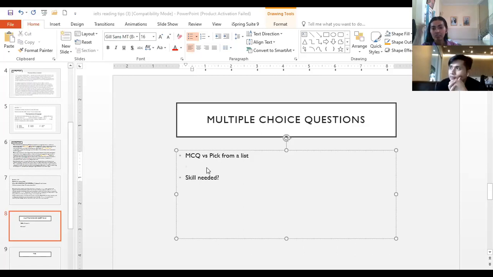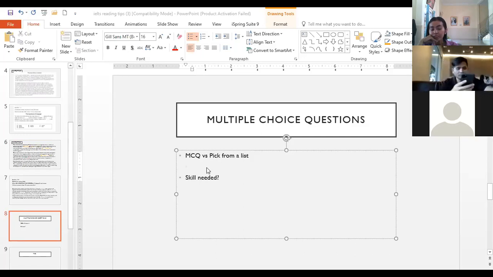MCQ, very similar, but they are different. How? Why? Writing is different. MCQ probably is different. How is that different? I know you think it's different. How? Want to share something else? The 2 question formats, how are they different? MCQ and picking from the list?